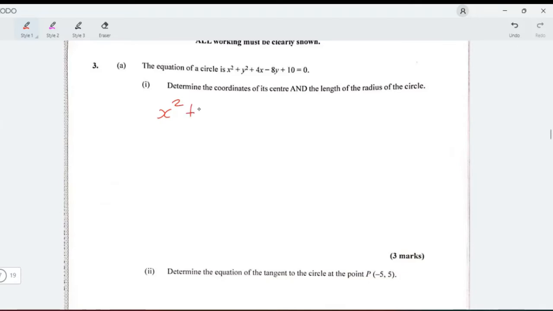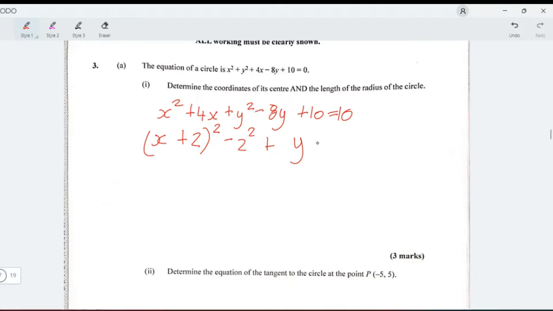That's x squared plus 4x plus y squared minus 8y plus 10, that's equal to 0. From that, now we'll complete the square among the x terms. So this is x plus 2 squared subtract 2 squared plus, this is now y, then complete the square among the y terms. This is y minus 4 squared subtract 4 squared plus 10 equals 0.